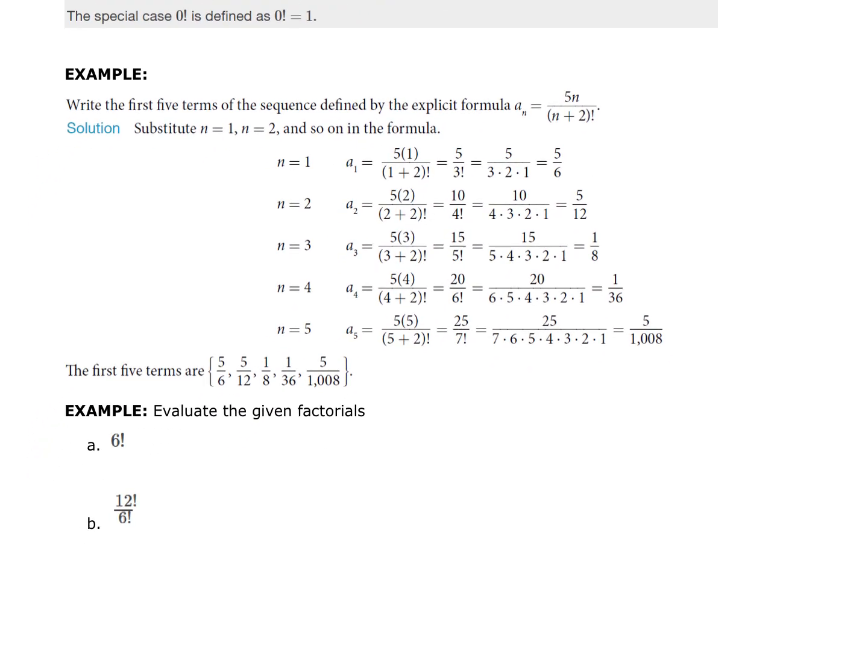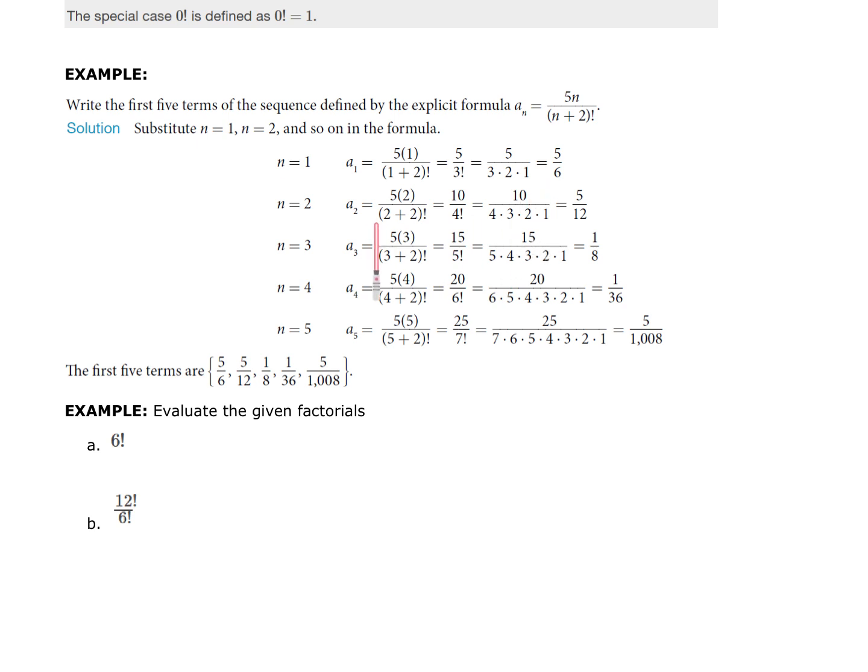So how do we do a sequence that is defined by factorial? Well, here's an example. If I have the sequence a sub n is equal to 5 to the n plus 2 factorial, then I put in 1. Wherever I see n, I put in 1, so I have 5 multiplied by 1. In the denominator, I have 1 plus 2 factorial, which is 3 factorial. So that becomes 3 times 2 times 1, which is 6 in the denominator.